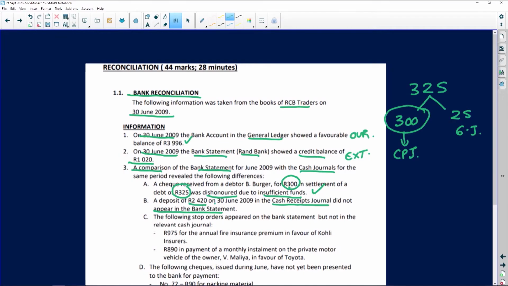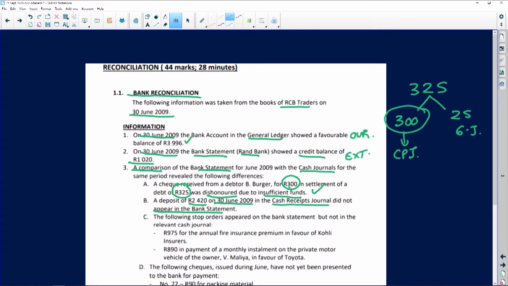Now, the reason for that could be that this was deposited on the last day of the month. And remember, the banks often close their books a few days early because they've got to prepare the bank statement. So they might close off their books by the 27th, 28th of June.